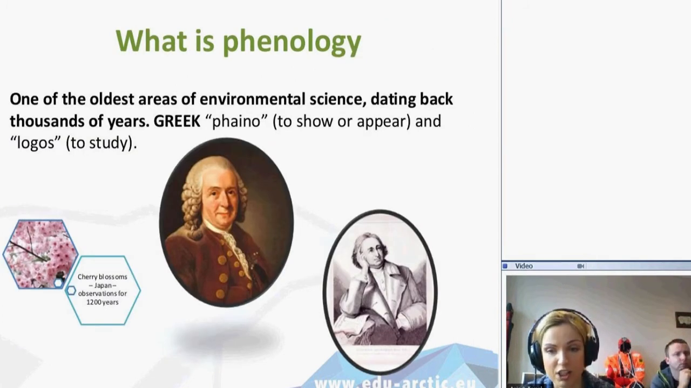So, phenological observations are one of the oldest areas of environmental science, environmental observation. This happens, for example, the Chinese have done that since 1,000 years before Christ, but the longest record of observations belongs to the Japanese, who observe and record the peak of cherry blossoms. So that's a really long series of observations.